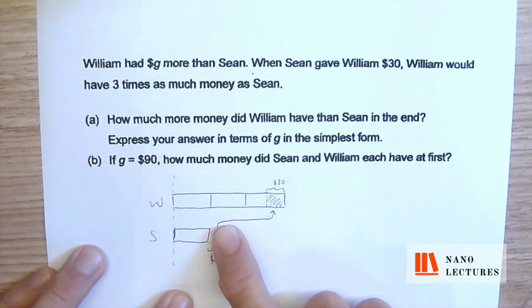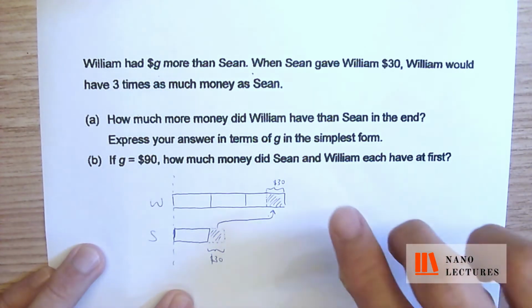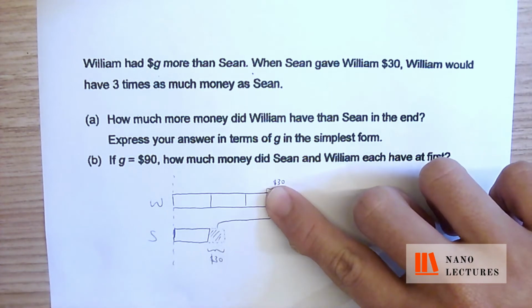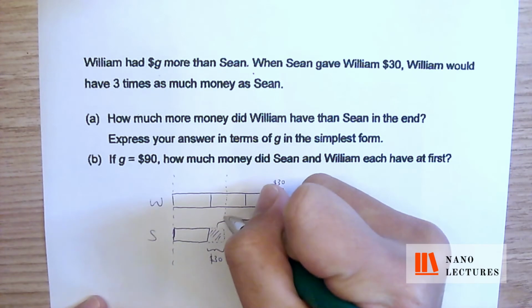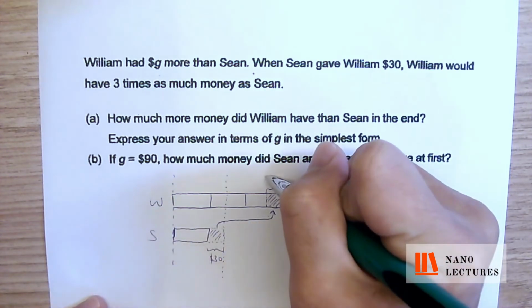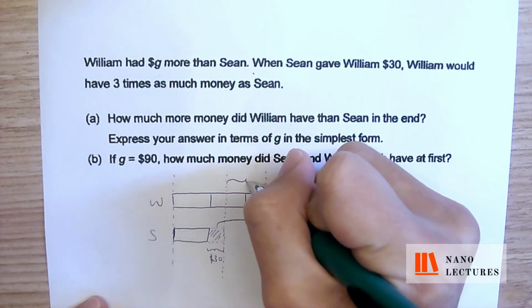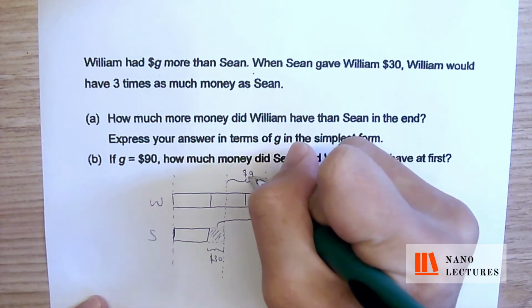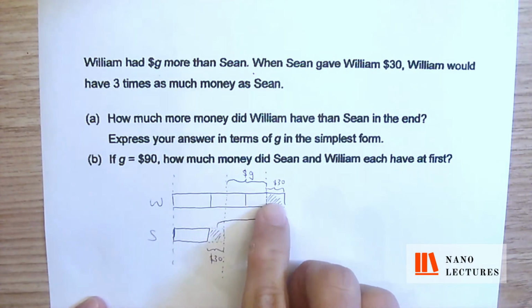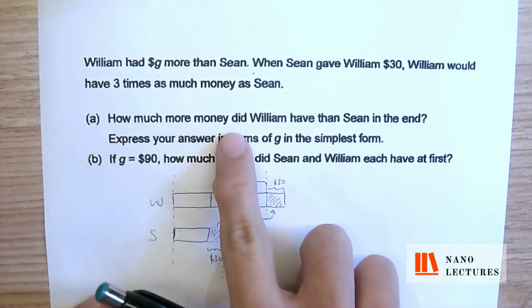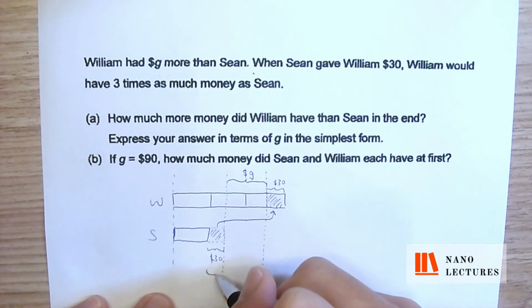Now they said that originally William had $G more than Sean. So originally, William only had this much and Sean has this much. So the in between, which will be this and this, will be $G. Make sense? So it is 30, this is G, this is 30. Now the question states, how much more money did William have than Sean in the end? So in the end, the question is actually asking for this.